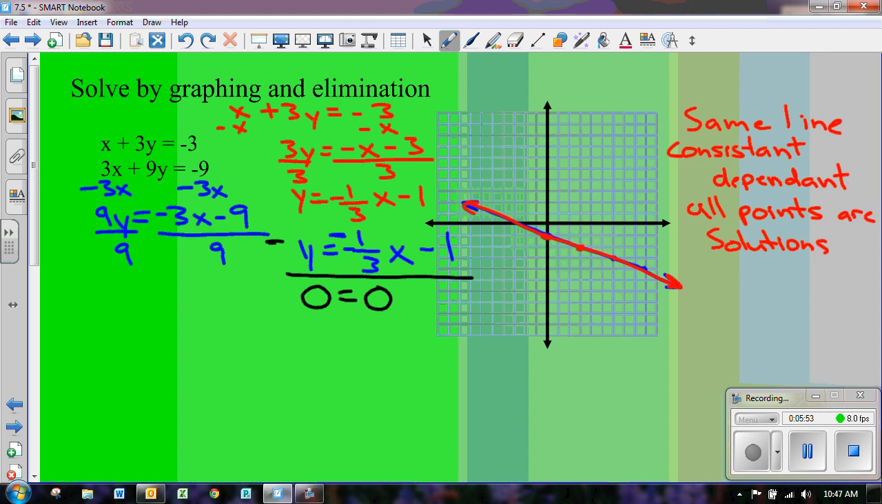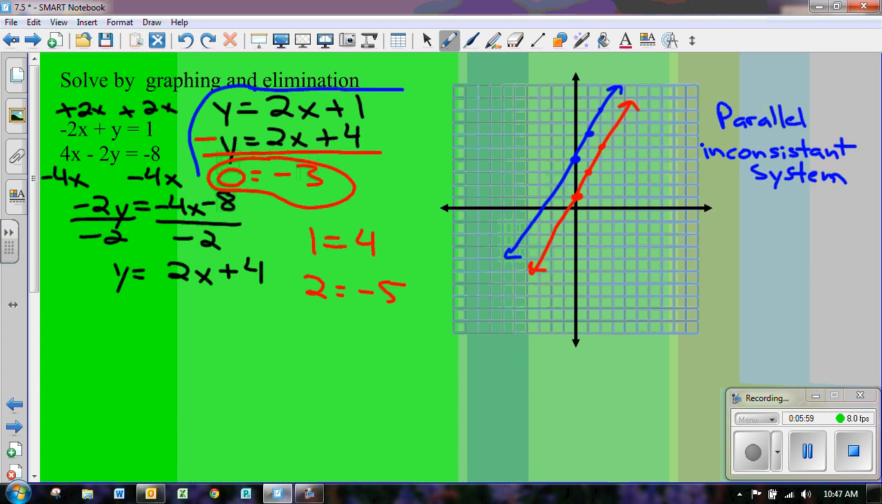So, a kind of recap. If you get 0 equals 0, that means you have the same line, which is a consistent dependent system. If you have 0 equals negative 3, or 1 equals 4, or 2 equals negative 5, where the numbers on the left and right side don't match up, you've got parallel lines, and it's an inconsistent system.